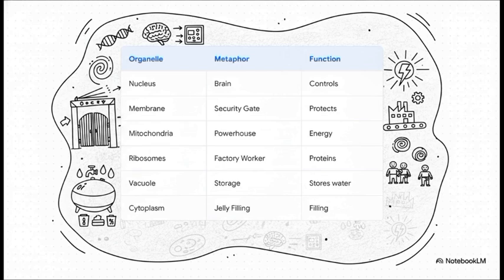They're the ones making proteins, which you absolutely need for growth and repair. Then there's the vacuole, which is basically your storage unit holding water, food, and waste. And finally, the cytoplasm. Think of this as the jelly filling. It's the substance inside the cell where all these other organelles just kind of float around and do their thing.